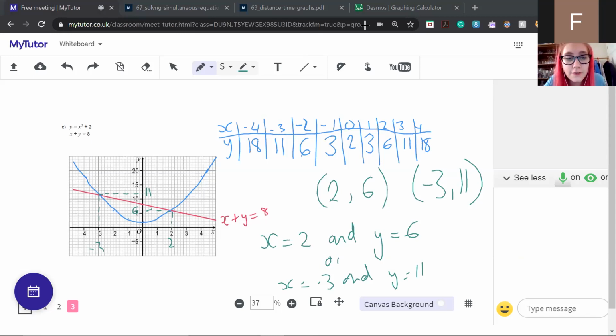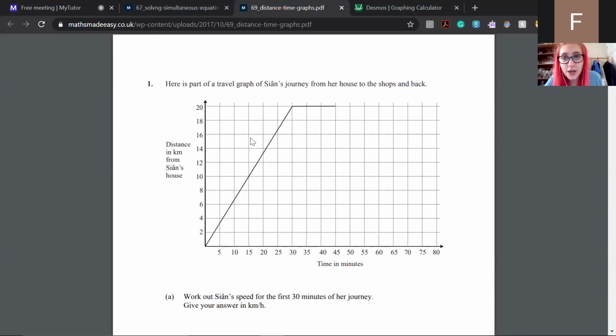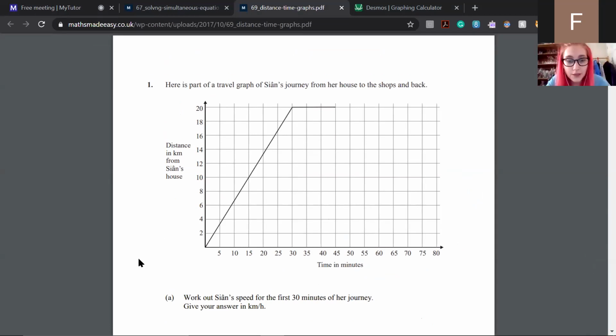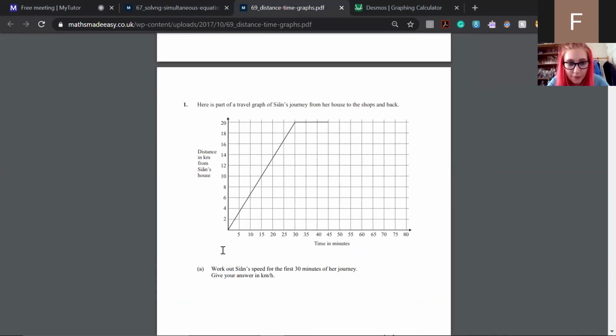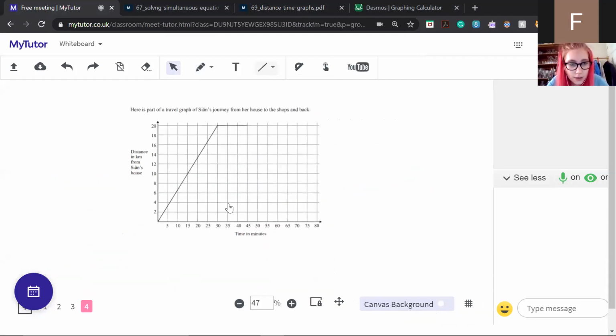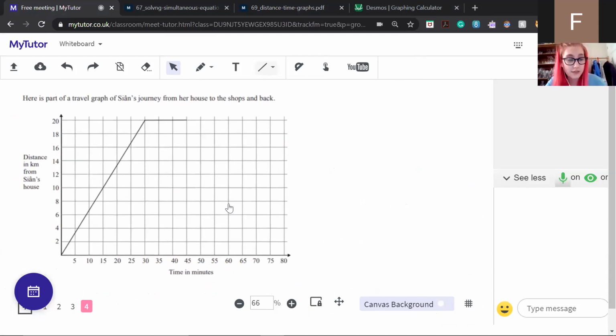So let's go over some distance time graphs. Distance time graph questions are ones like these. You have distance here and you have time here. And what this really means is you can see how far away someone is every minute or 5 minutes. I'll try to do this part by part. I can't paste too much onto the thing, that's all. Cool. So here is part of Sian's journey from her house to the shops and back. So this is just part of it.